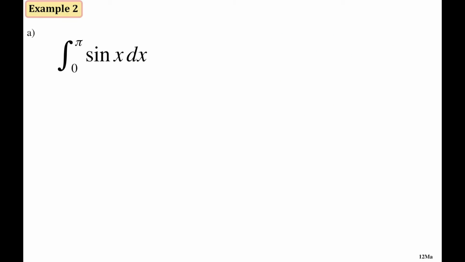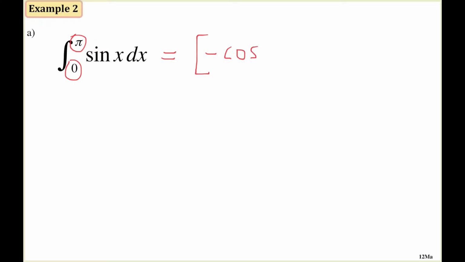Right, example 2. Now we're going to do some questions where we have numbers on the integral signs, some terminal values. So this is fine. We're integrating from 0 through to pi sine x dx. Now what's the integral of sine? The integral of sine is minus cos. So the integral of sine x is minus cos x, and we're integrating from 0 to pi.